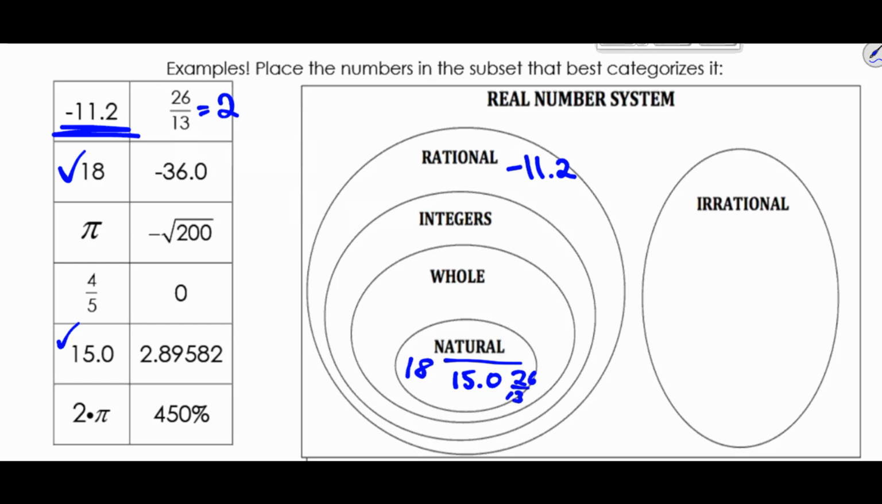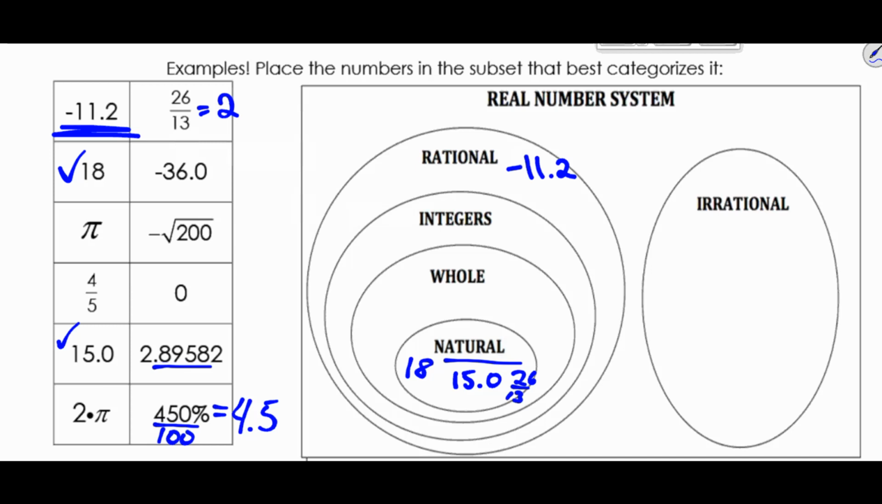Negative 36 is a negative number. Negative square root of 200, also a negative number. 0, that is not a positive number. This one has a decimal. This one I'm going to change right away. It's 450%. A percent is just part of 100. That's really what percent means. We're going to divide that by 100. That's really 4.5. So that's also a decimal. It's not going to fit into the natural numbers.